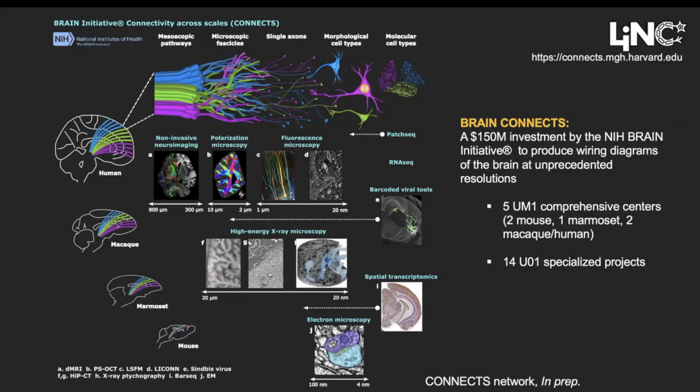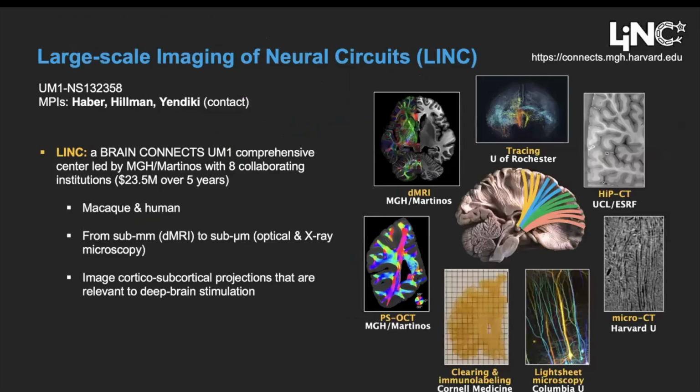And we were lucky to receive one of the 2 centers focused on the macaque and human brain. This is the project that Satra mentioned earlier, and that he's a big part of building the data infrastructure for. The project is called Large Scale Imaging of Neural Circuits, or LINC. My co-PIs on this are Suzanne Haber, my long-term neuroanatomist collaborator, and Elizabeth Hillman, who is a wizard of light sheet microscopy. You'll see some of her beautiful pictures later.